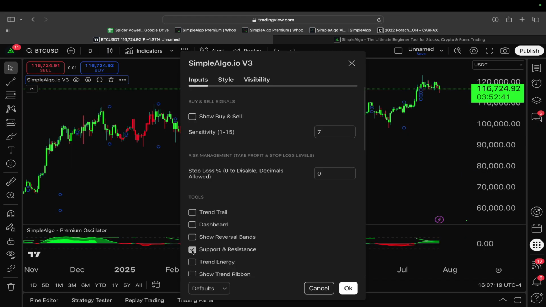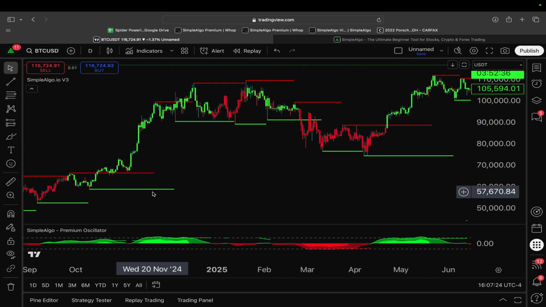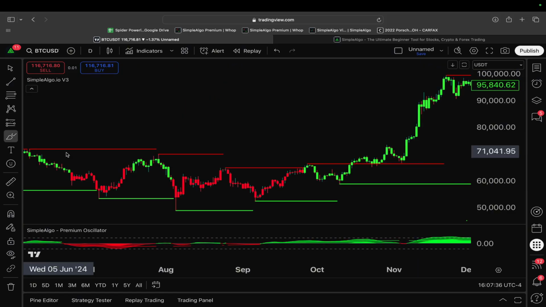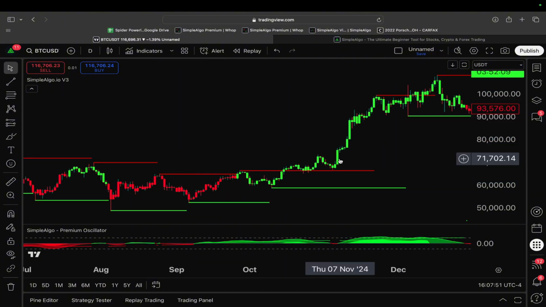Now, another really cool feature, and this is one of my favorites because I personally trade on support and resistance a lot, is that it'll automatically draw out support and resistance lines for you. So for example, right here, you can see that price broke above resistance, retraced back to resistance. Now that resistance acted as a level of support, and then it continued higher. So this makes it really easy to find support and resistance breakouts.